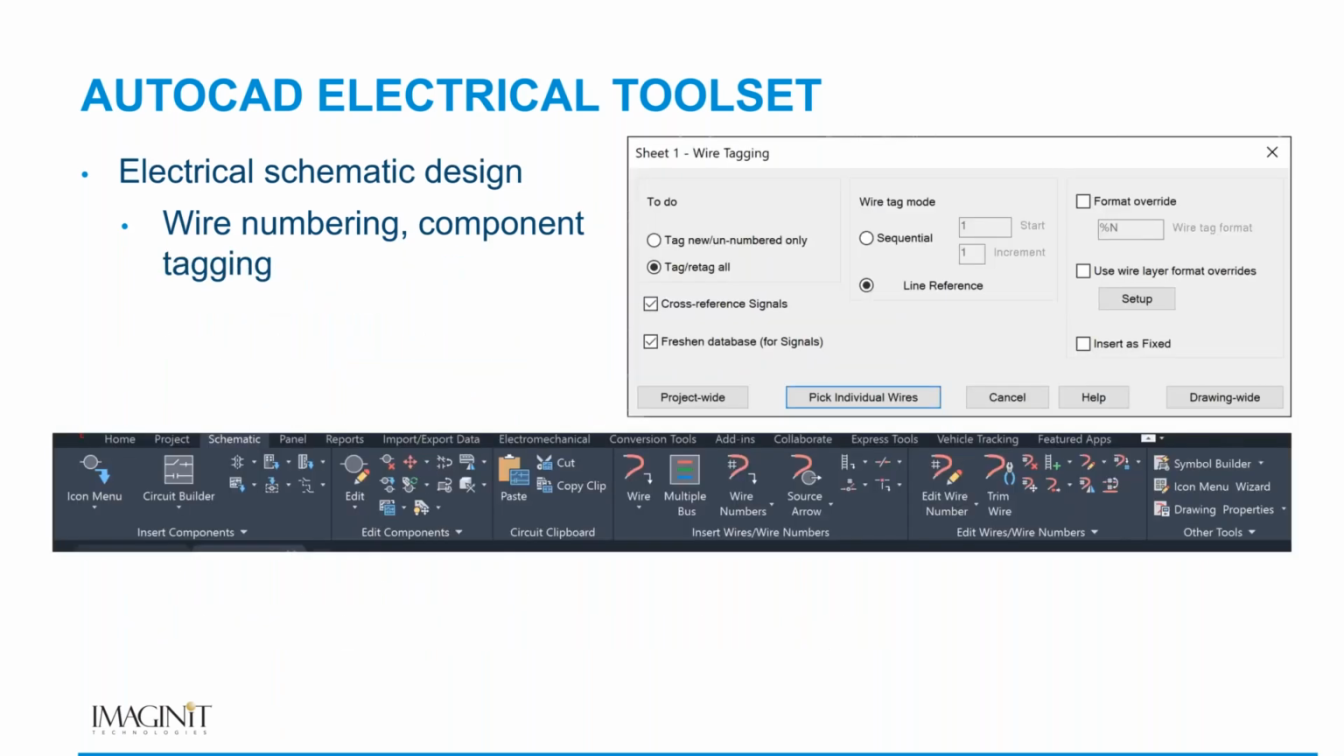So with the wire numbering and component tagging, you'll see right here that I have a circuit builder in the schematic. I've got an icon menu, but mostly it's under the wires. When we go to wire tagging, we can tag and retag everything. We can cross-reference our signals. We can refresh the database if we've changed signaling. We've got line references. We can override the format, so you can set things up in here to automatically do what you want. In addition, you can also pick individual wires, and as you pick these, they will number them for you.